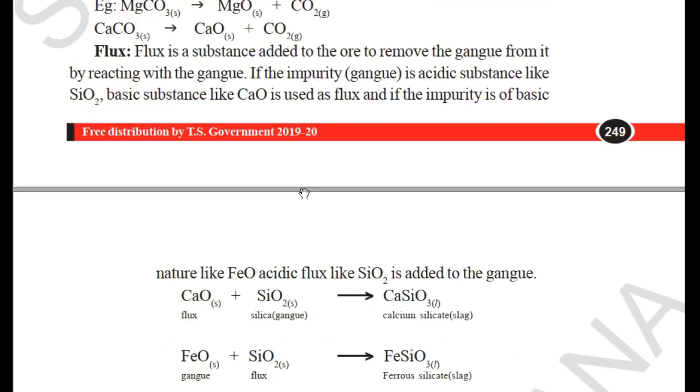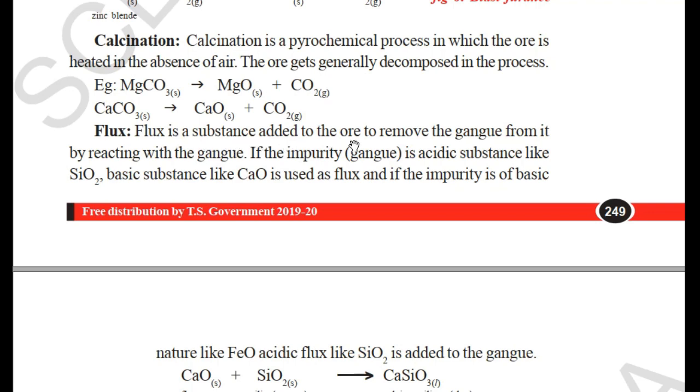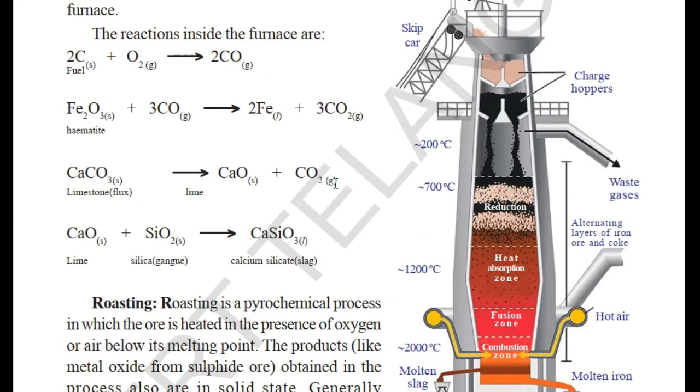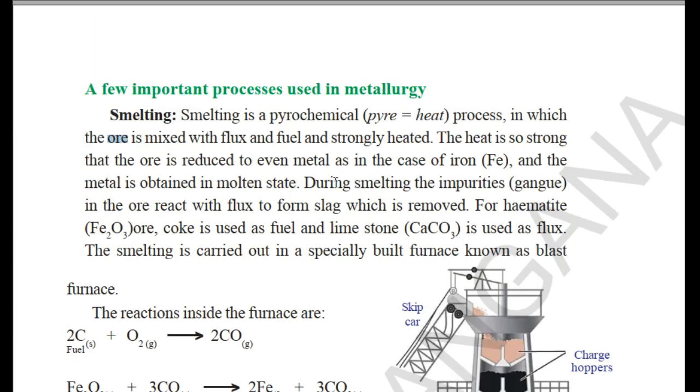What is flux? Flux is a substance which is added to the ore to remove the gangue from it by reacting. So they use some substance which will remove the unwanted material. The heat is so strong that the ore is reduced to the metal, as in the case of iron.